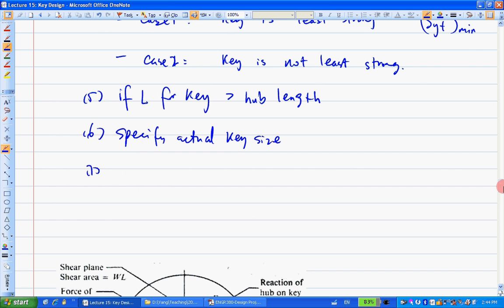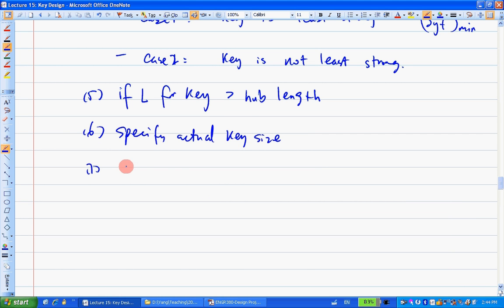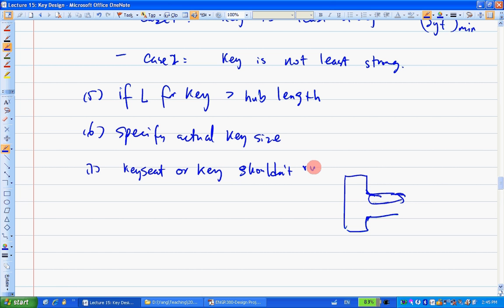Some of the consideration is when you do your modeling, your key seat or key shouldn't run into the stress concentration location. So let's say, for example, this is the shoulder, and you have a stress concentration at a shoulder. If you cut your key seat right at this location, that won't be good, because you have two stress concentrations happening almost at the same location. So that's what you need to avoid. They shouldn't run into the other stress concentration location.